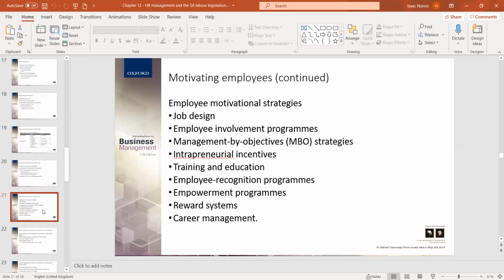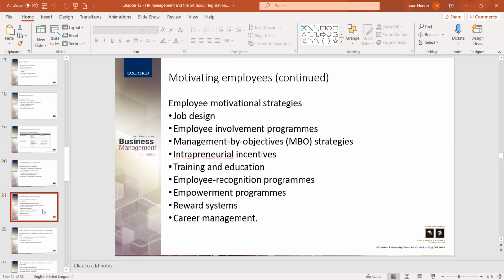Another strategy is to employ employee involvement programs, such as participative management and quality circles. When the employee is involved in the participative process in the company, in the organizational process, it encourages commitment among the employees. He has a sense of belonging to the work and feels that his contribution is needed.